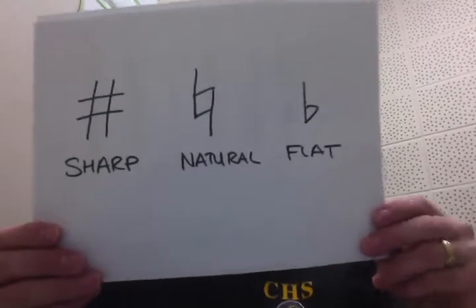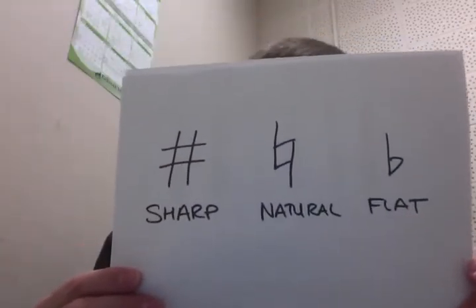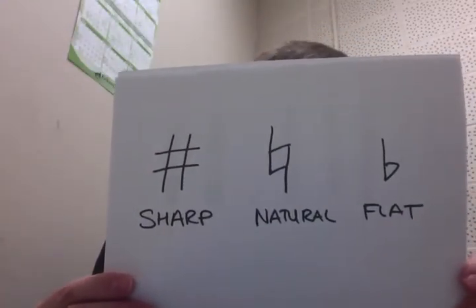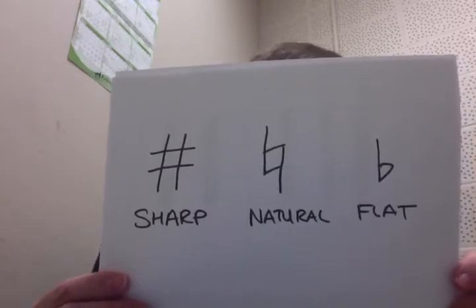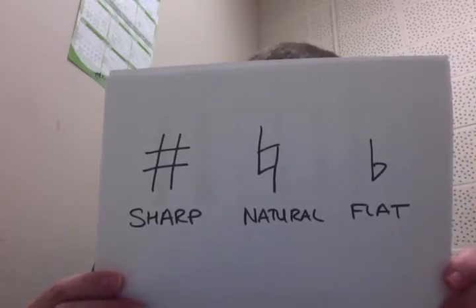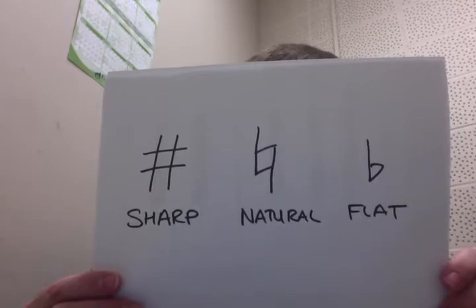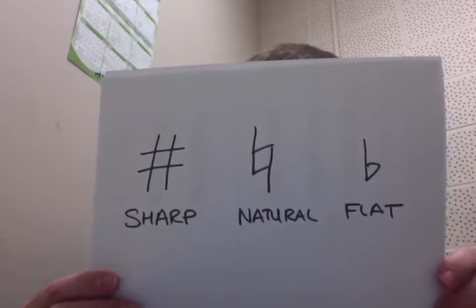One thing I wanted to show you about accidentals is that there are 3 of them that we use in music, and here they are right here. We have the sharp, which is the first one there, and then the next one is a natural, and then we have a flat. And these 3 symbols can occur in front of a note and affect what we do with the note.